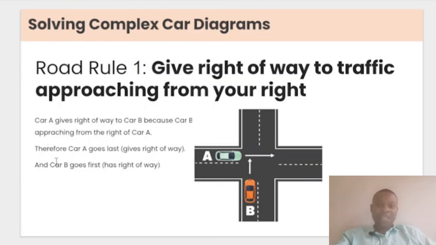So car A goes last, it means that it gives the right of way. And car B goes first, it means that it has the right of way. Okay? I don't want you to be mistaken about that. If a question says which car gives the right of way, it's saying which car goes last. Which car has the right of way, it means which car goes first. So don't be mistaken about that.